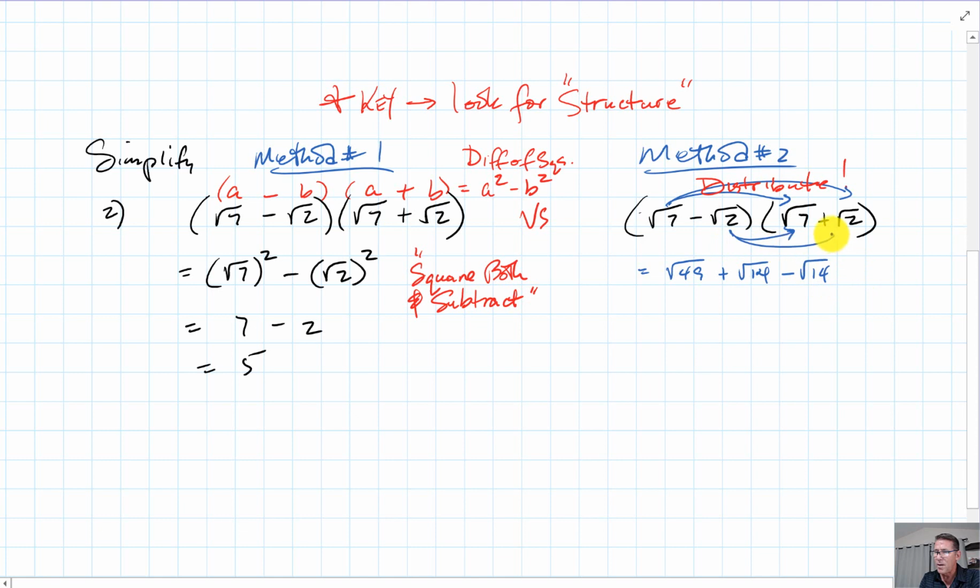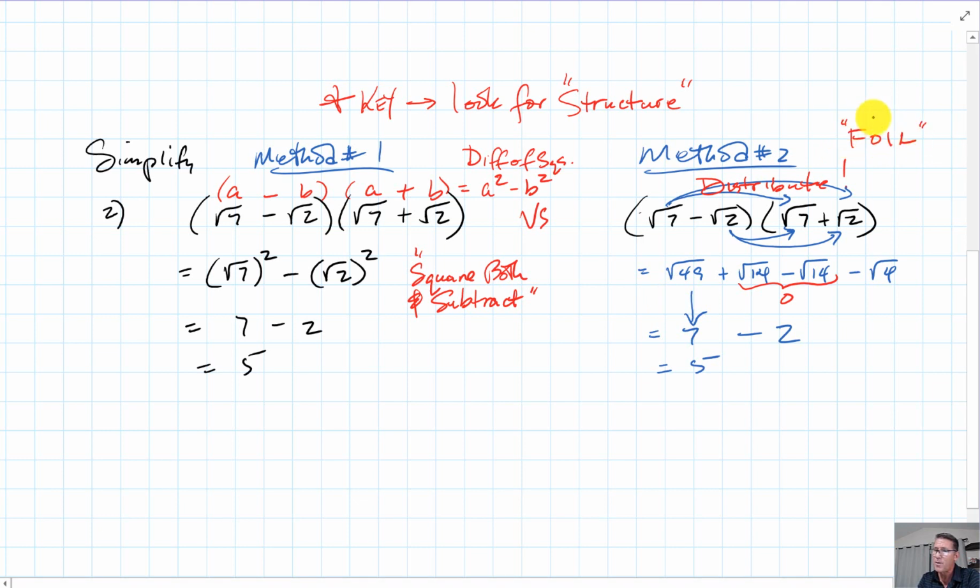And then minus root 2 times root 2, which is minus the square root of 4. And notice these right here add to 0, because anything minus itself is 0. And so what do you get? Well, you get the square root of 49, which is 7, minus root 4, which is 2, and then obviously you get 5. So notice that these are the same, but one I used the distributive property, or if you guys were thinking FOIL, that's the same thing.